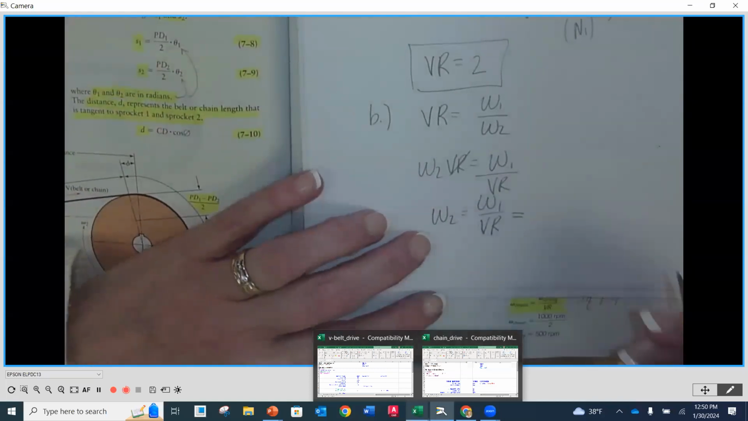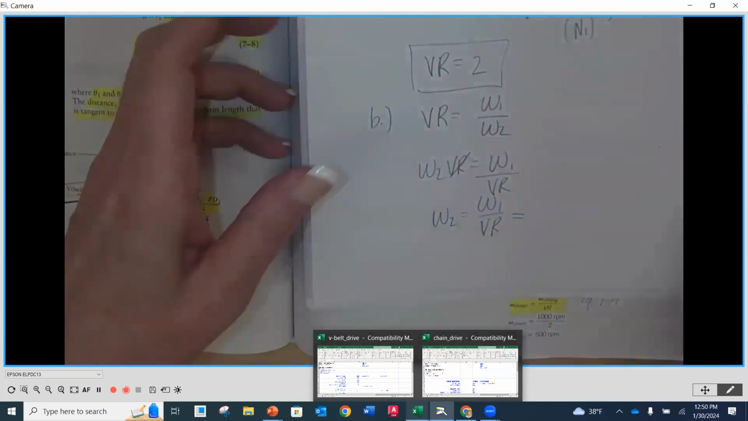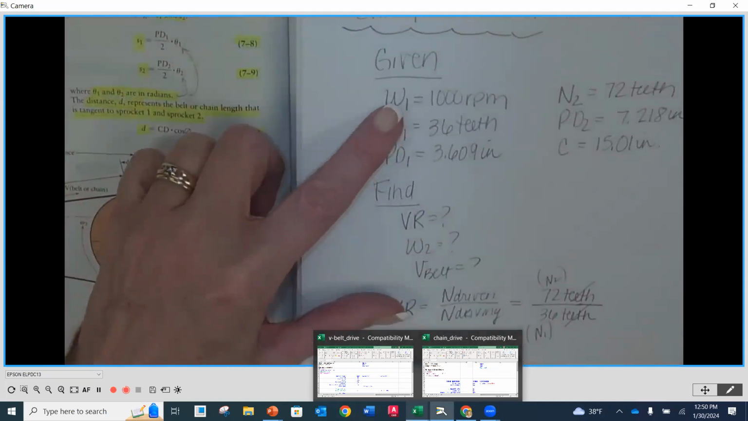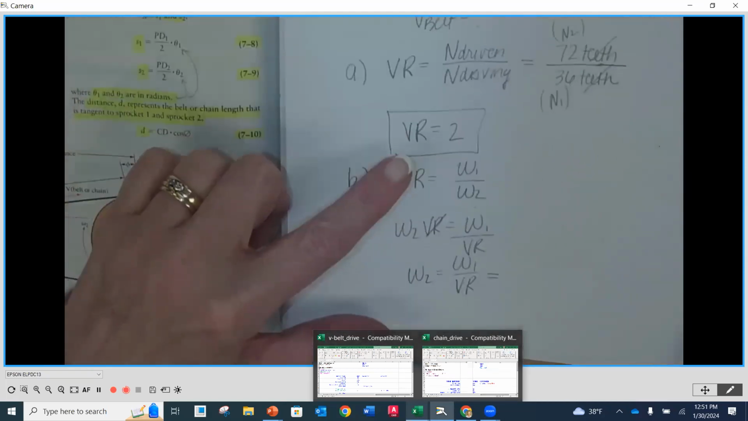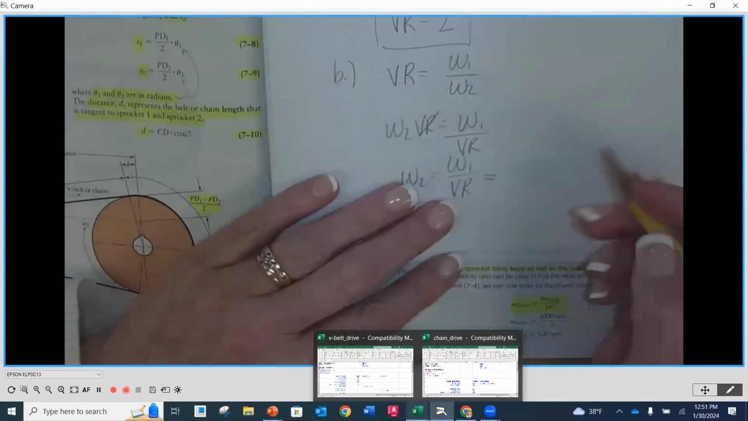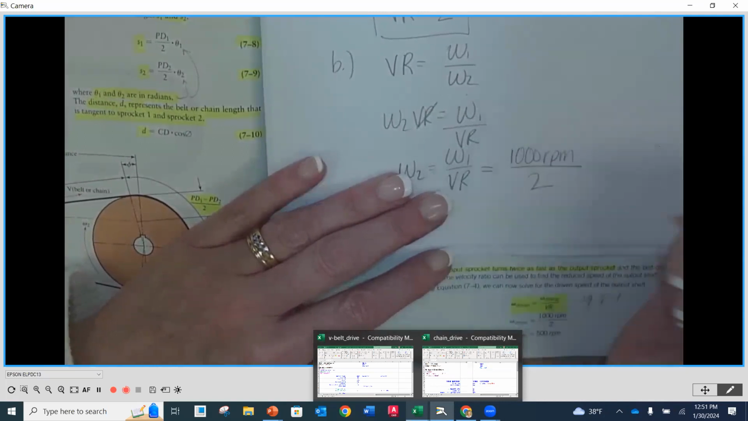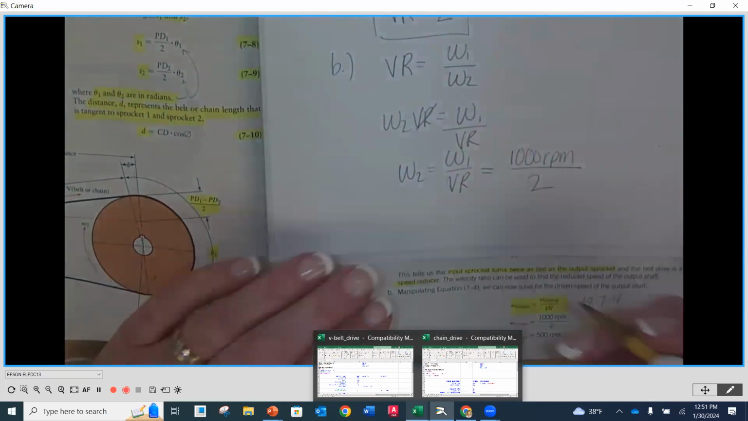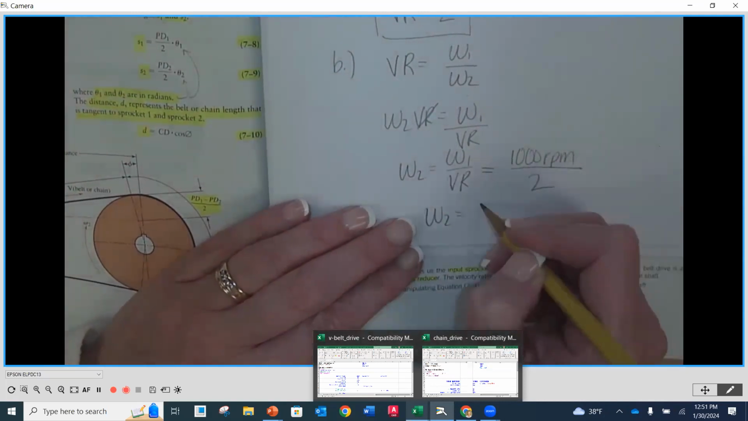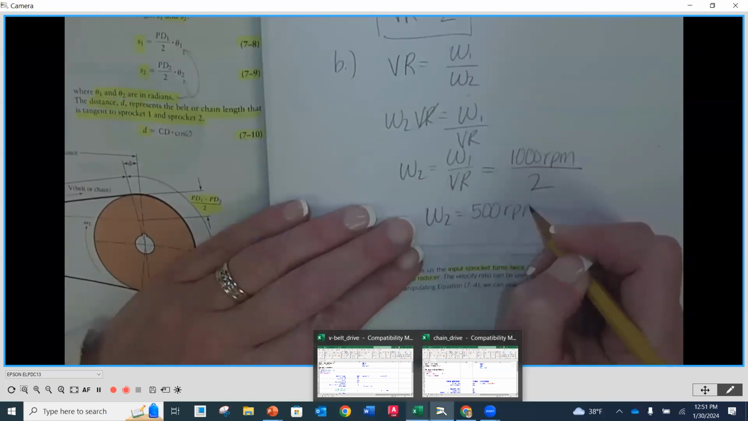And now I'm going to put my numbers in place. Up here, my W1 was 1,000. And then I just calculated my velocity ratio to be 2. So this is going to be 1,000 RPMs divided by 2. So my W2, as we can see, is going to be 500 RPMs.